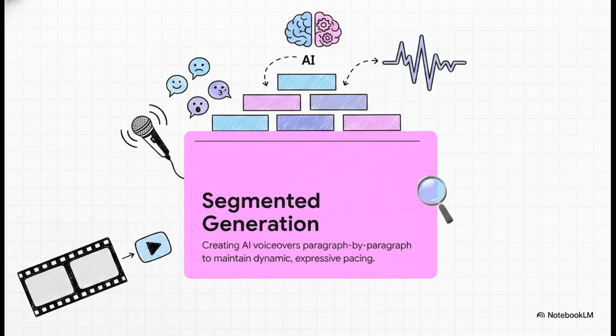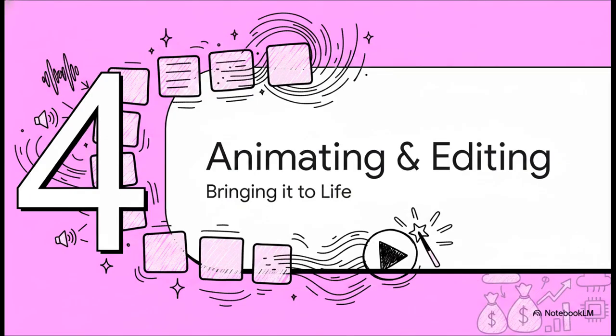Instead, you want to generate the voiceover paragraph by paragraph. This forces the AI to maintain dynamic, expressive pacing. Simultaneously, you use ChatGPT to write image prompts for those exact same paragraphs, and you feed those into Leonardo AI. Just make sure to set your dimensions to 16 by 9 so they perfectly fit a YouTube screen. Which brings us to section 4, animating and editing content.